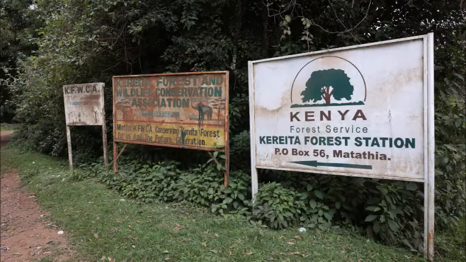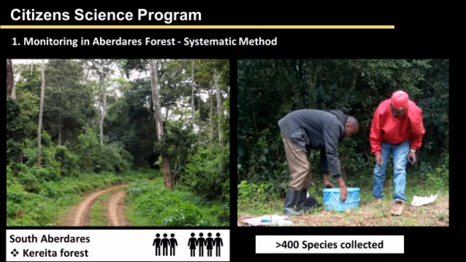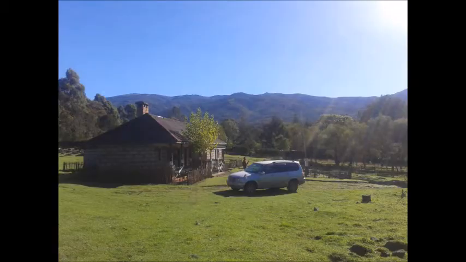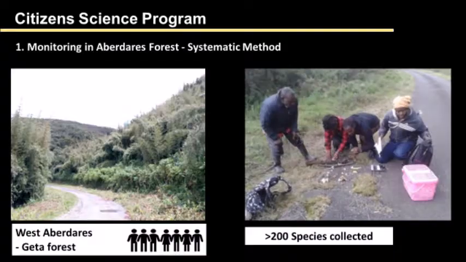The first site is in southern Aberdare, that is Greater Forest. In this site, we have recruited 7 citizen scientists. This far, they have managed to collect over 3,000 mushroom specimens. These are translating to over 500 mushroom species. In the other site, which is in West Aberdare, the Greater Forest, we have also recruited 7 citizen scientists. This far, they have managed to collect over 1,000 mushroom specimens, and these specimens are translating to over 200 mushroom species.